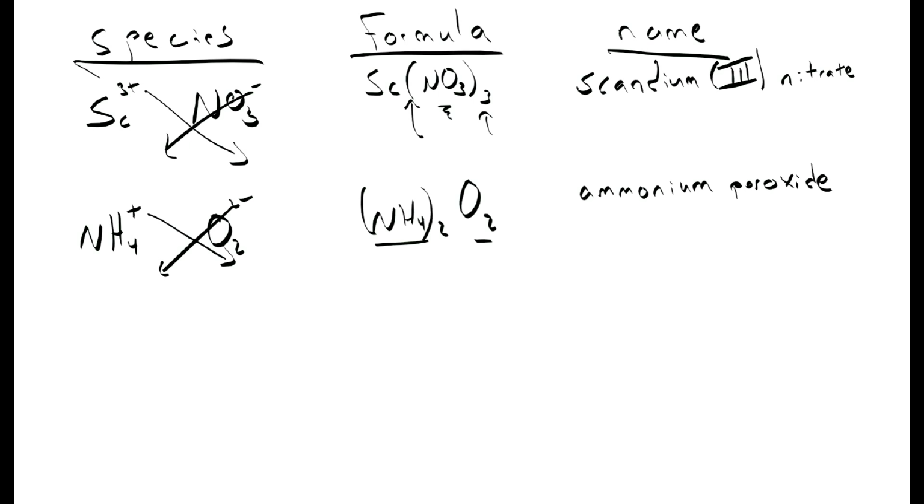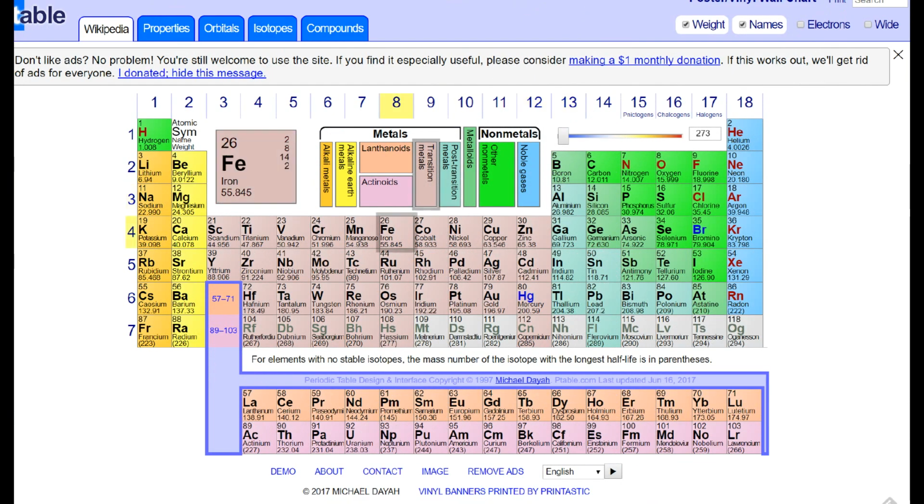Now let's try something a little different. Let's do this. Now, in order to figure this one out, you need to find out the charges on our 2 species. So, coming over to the periodic table, you see iron is right there in the middle of the transition metals. So it's going to take multiple charges. We're going to have to put the Roman numeral on its name.